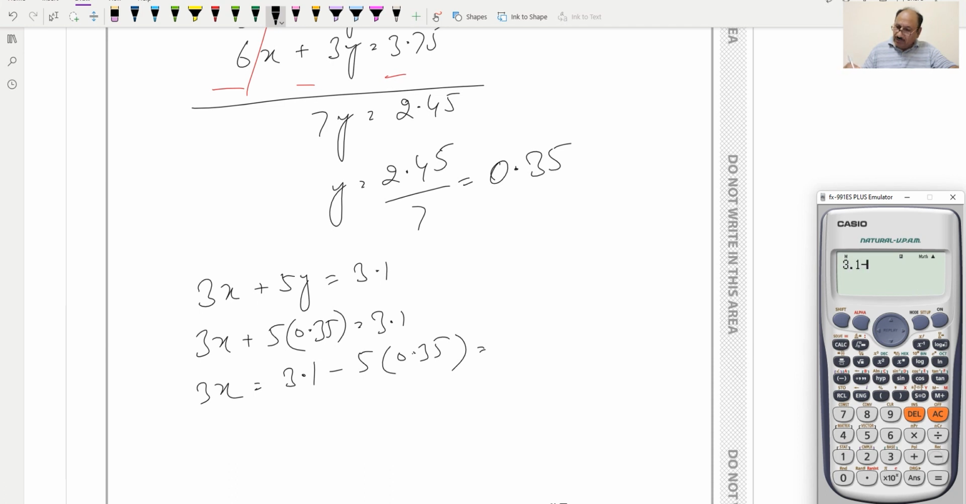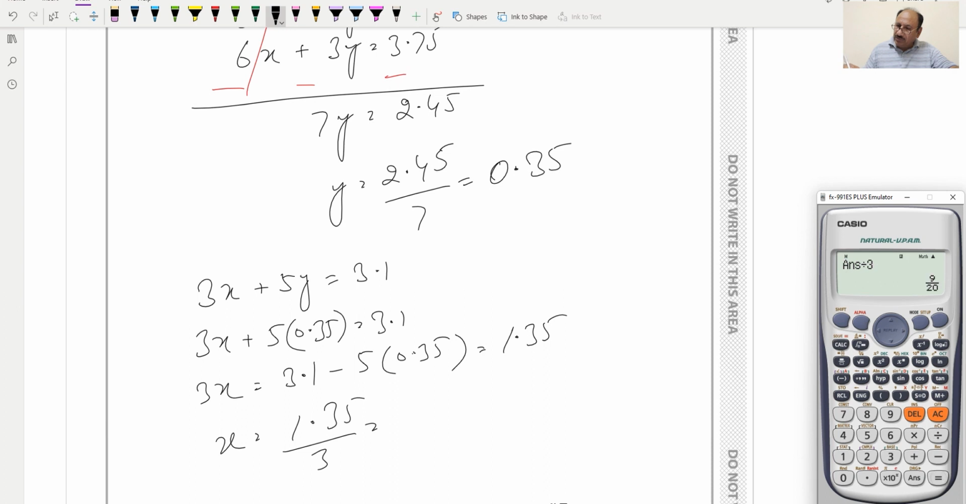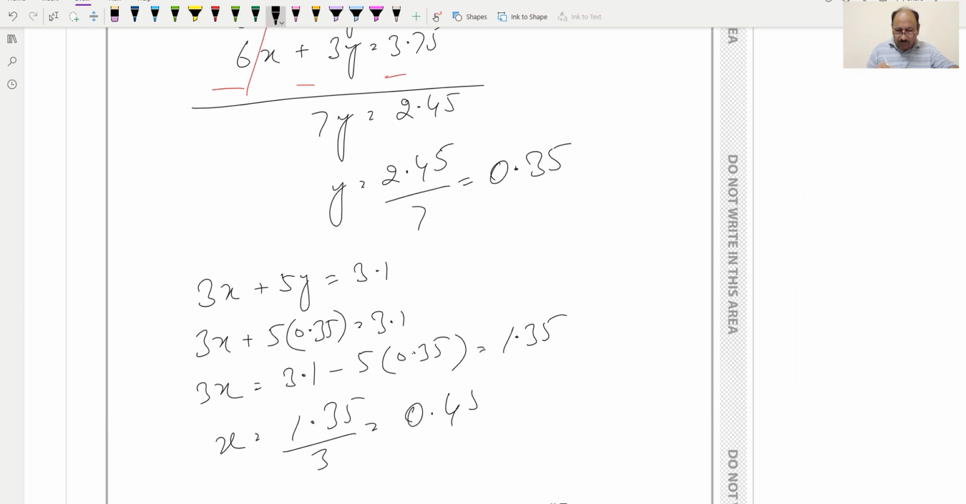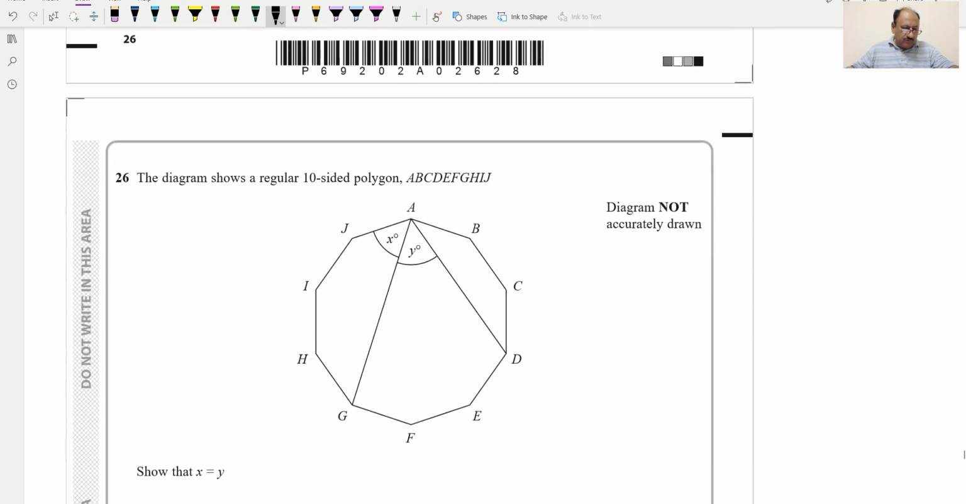3.1 minus 5 into 0.35, bracket close, and this is equal to 1.35. So x will be equal to 1.35 divided by 3, and this is equal to 0.45. This will be the value of x, 0.45. This is done, and it was 4 marks.